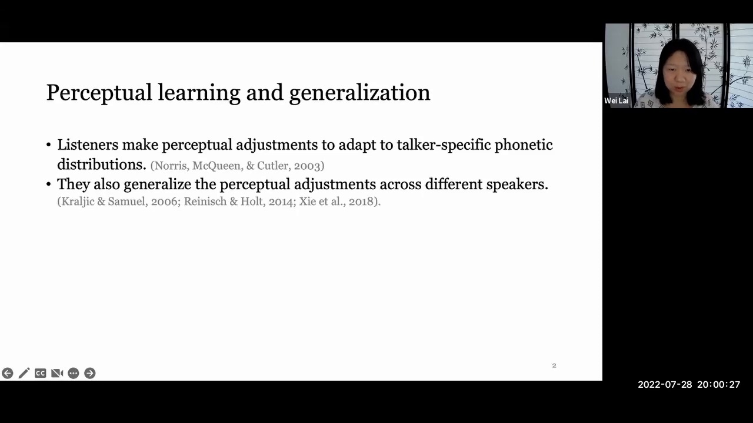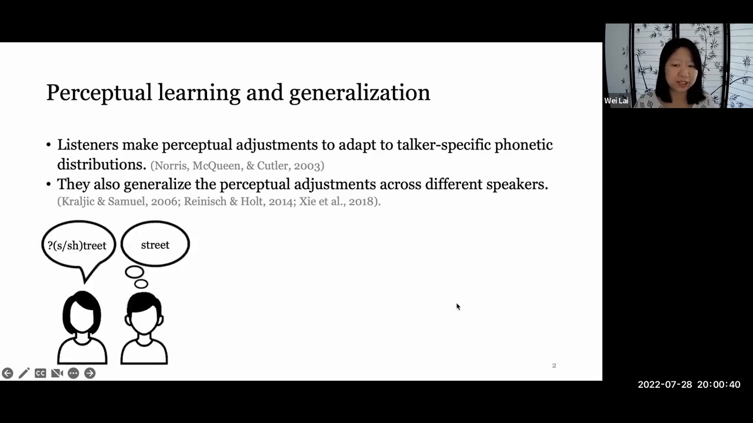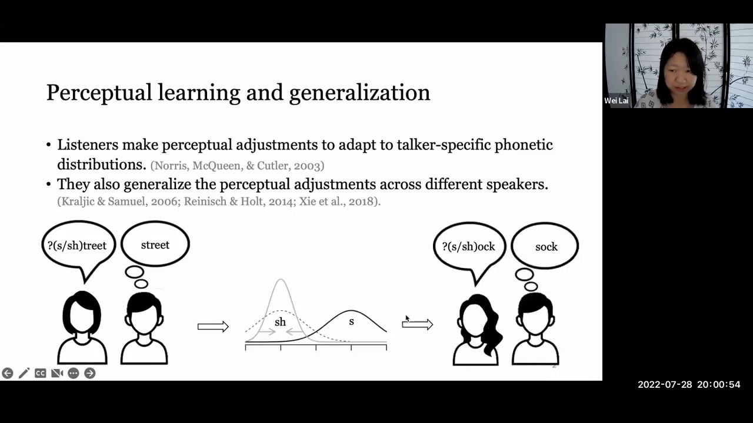To start with, we know that listeners make perceptual adjustments to adapt to talker-specific phonetic distributions. They also generalize these perceptual adjustments across speakers. So in this example, when the listener heard an atypical S from the speaker saying street, he could adjust the mental representation of the phonetic distribution of SH, and further, he could apply the adjusted distribution to the perception of a different speaker's SH.